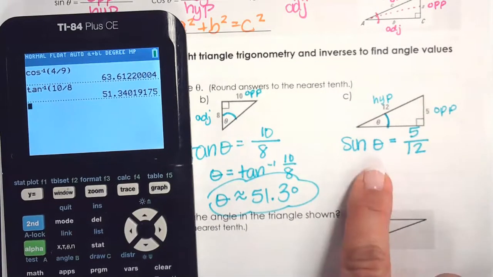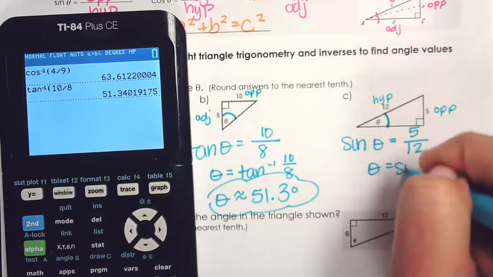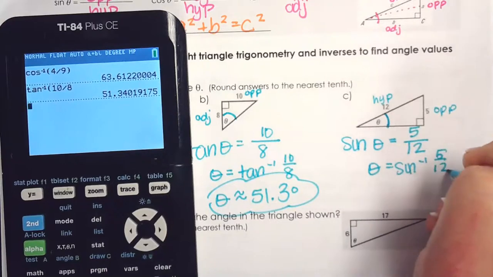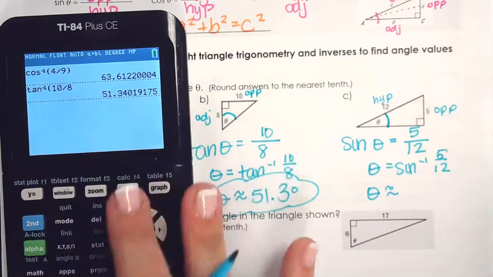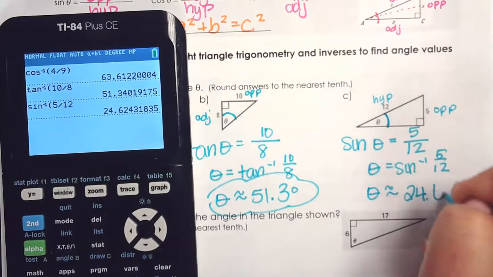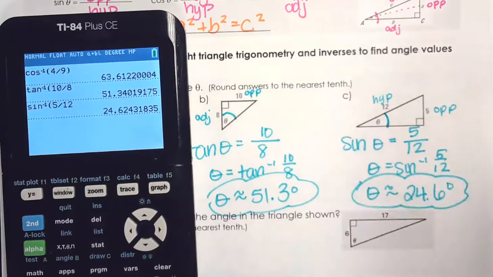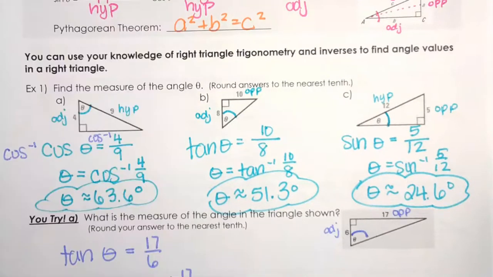Now, my goal is to get to theta, so I have to do the inverse sine on both sides. So I can take the inverse sine of 5/12, and we should get about 24.6 degrees. Okay. Take a second and do the you try question if you haven't done that one yet, and let's see if we can get the correct answer there.